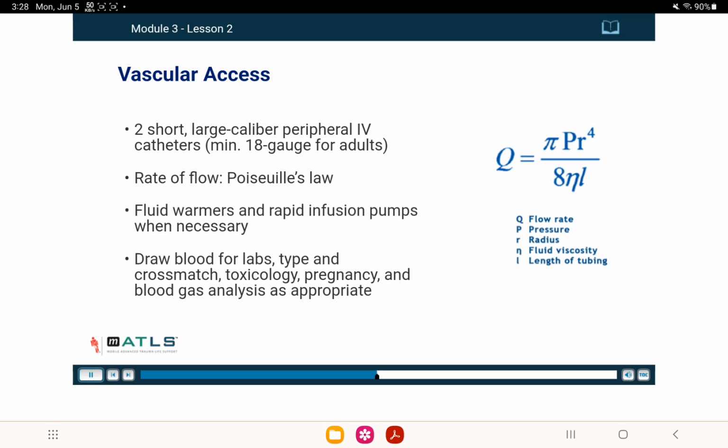Obtain vascular access immediately. The rate of flow is explained by Poiseuille's law. Short, large caliber peripheral IV lines are preferred for the rapid infusion of fluid rather than longer, thinner catheters. Use fluid warmers and rapid infusion pumps in the presence of massive hemorrhage and severe hypotension. As intravenous lines are started, draw blood samples for type and cross-match, appropriate laboratory analyses, toxicology studies, pregnancy testing when appropriate, and blood gas analysis.